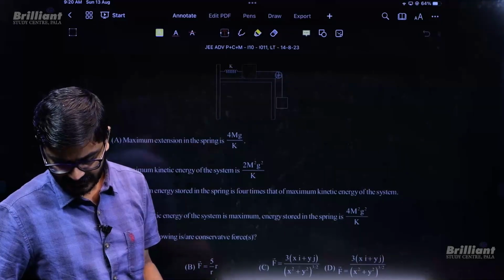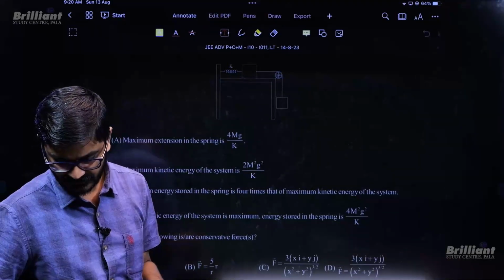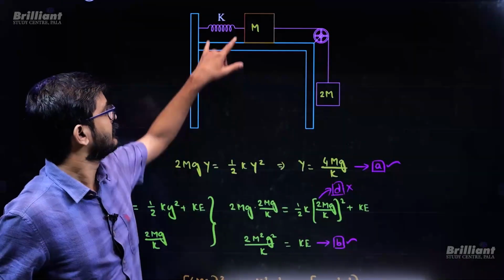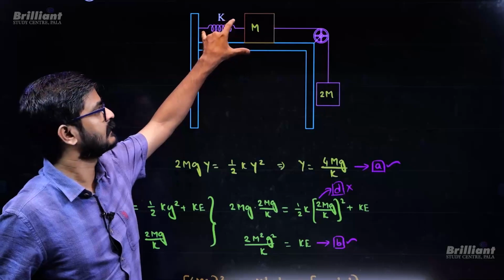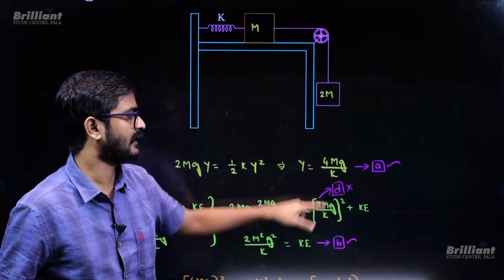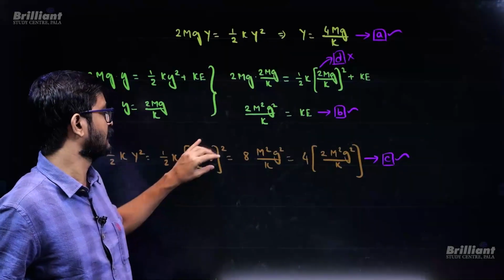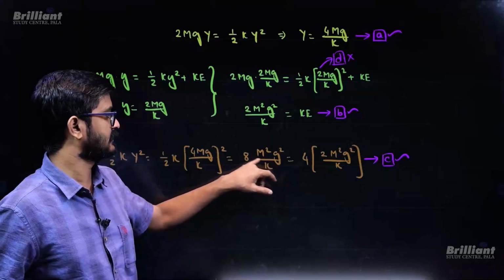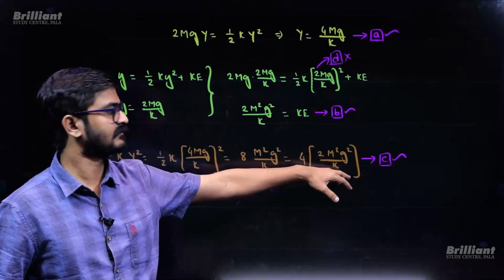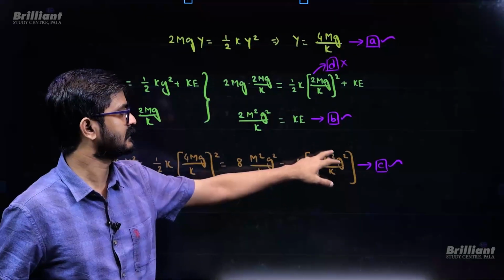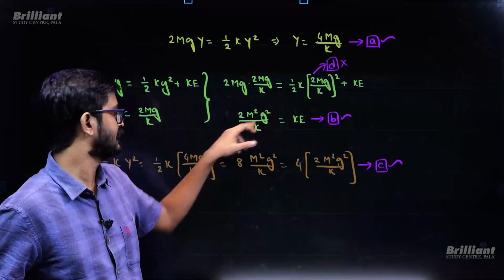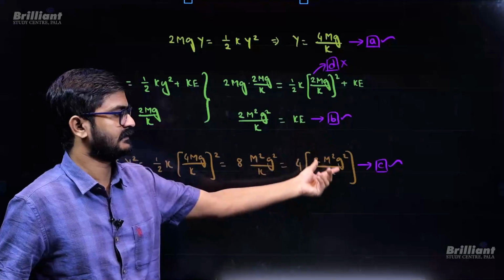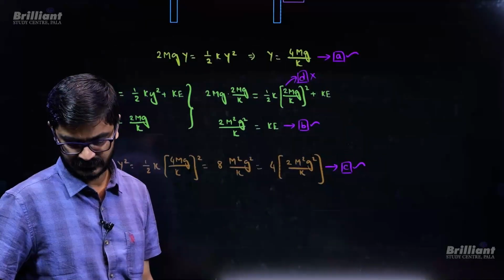Maximum energy stored in the spring is 4 times that of maximum kinetic energy of the system. Now maximum energy stored in the spring will depend on the maximum extension in the spring. Maximum extension in the spring is this much. So maximum energy stored in the spring will be half k into that extension squared. When you modify it, you can write it as 4 times this. What is this? This is the maximum kinetic energy, right? So maximum potential energy in the spring is 4 times the maximum kinetic energy of the system, right? Yes.